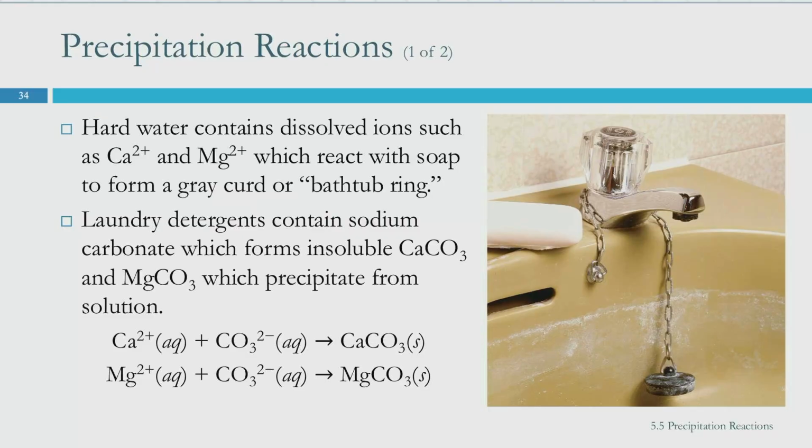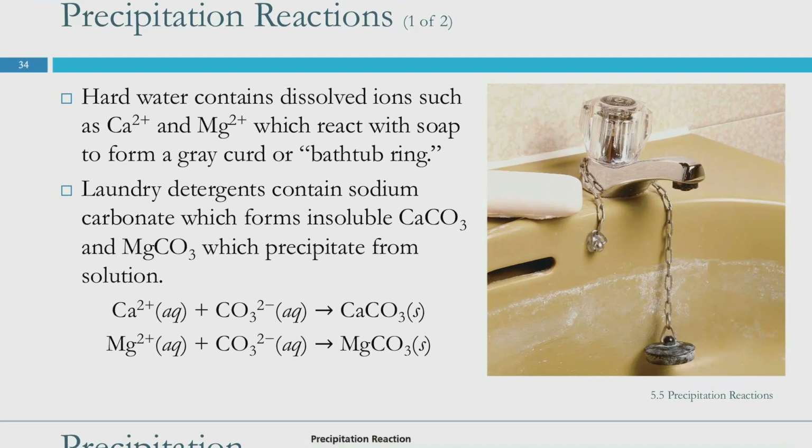Okay, so part of the reason that we talk about solubility is to talk about precipitation reactions. So our water around here is hard water. It's got a lot of dissolved ions in it, like calcium and magnesium. Those can react with things like soap to form soap scum on the side of your bathtub or in your shower. Laundry detergents typically contain sodium carbonate that can form insoluble calcium carbonate and magnesium carbonate, and that can precipitate them in solution.